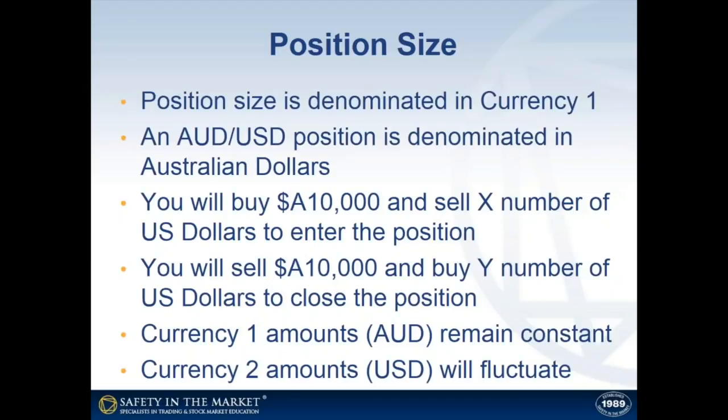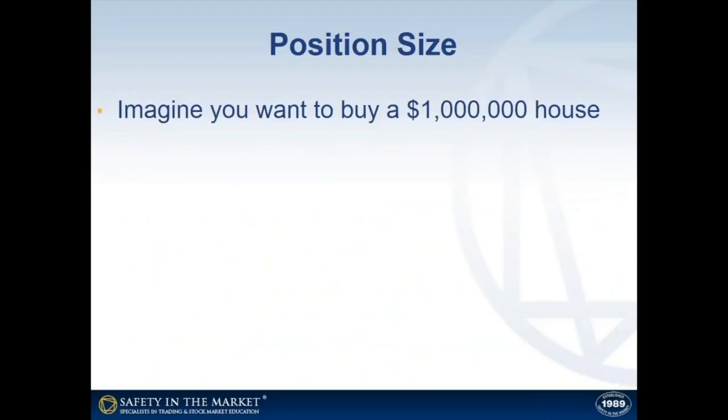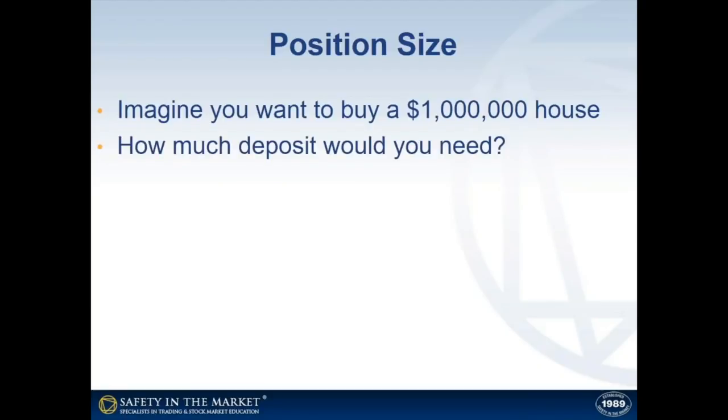All right. Now, further with position size, when we're calculating position size, let's sidetrack for a moment. Let's imagine you want to buy a $1 million house. Okay. How much deposit do you think you would need to buy a $1 million house? Well, 20% deposit is a number that gets thrown around a lot. That would be $200,000. You want to buy a $1 million house, you've got a $200,000 deposit, and you're going to need to make repayments on that over 30 years.